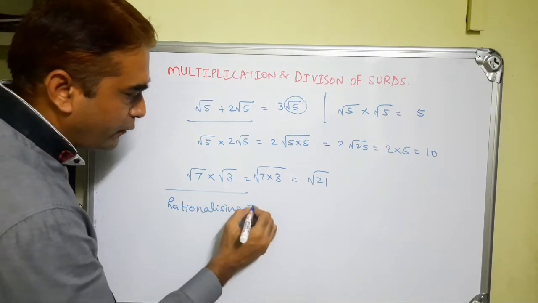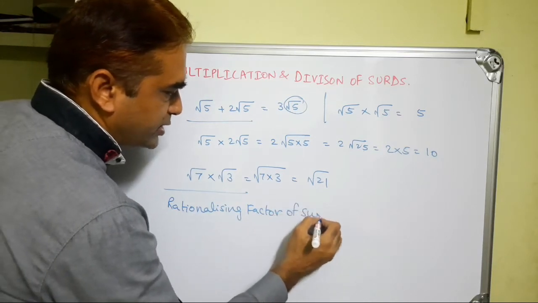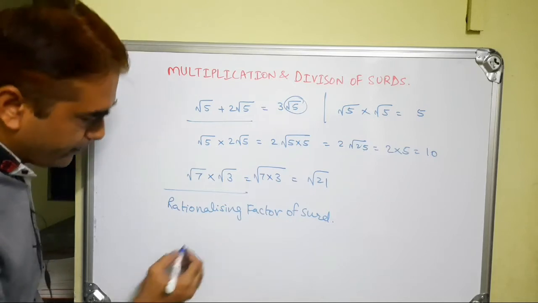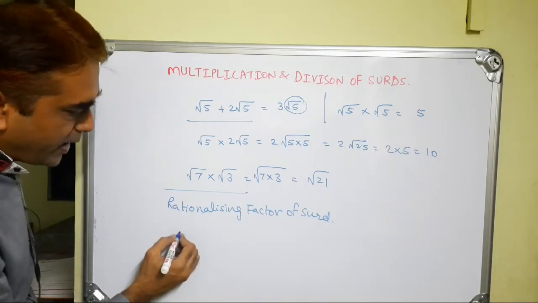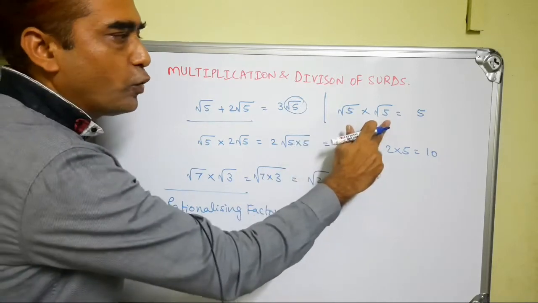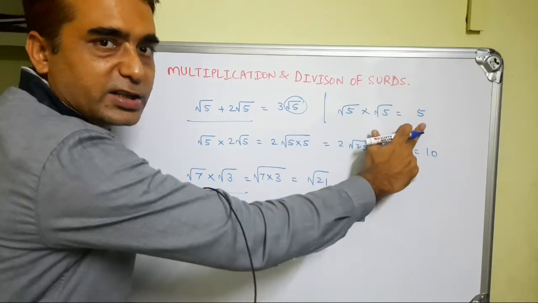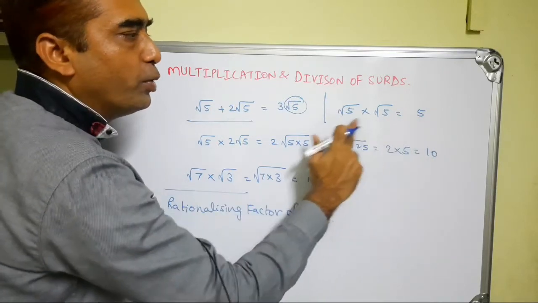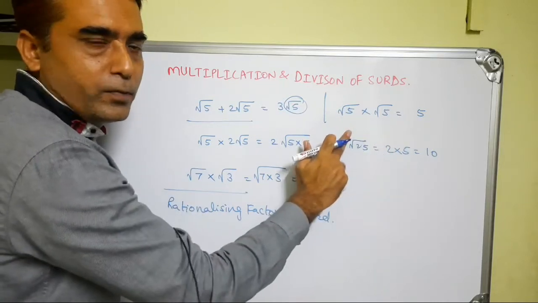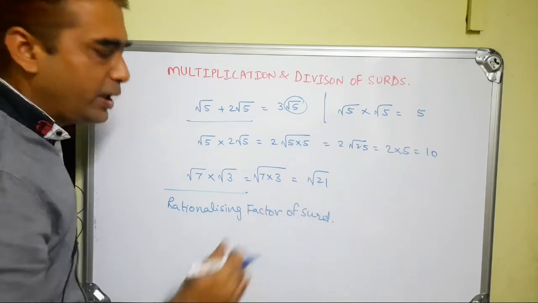Rationalizing factor of a surd. Now what is meant by the rationalizing factor of a surd? When we multiply root 5 with root 5, root 5 is irrational and root 5 is also irrational, but when we multiply them, the product is rational. So both these are rationalizing factors of each other.